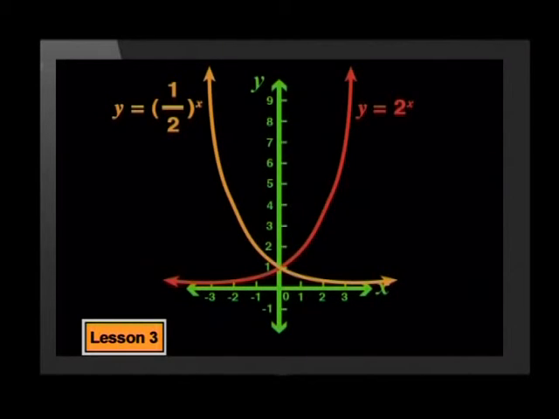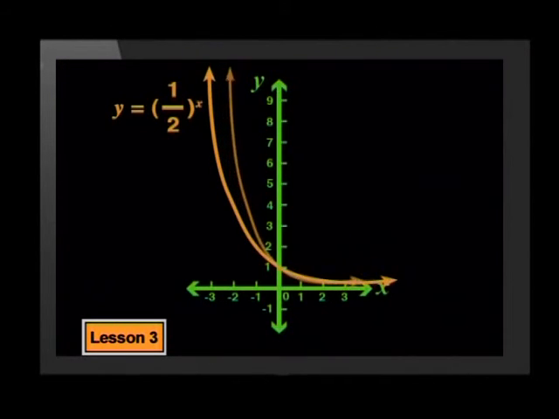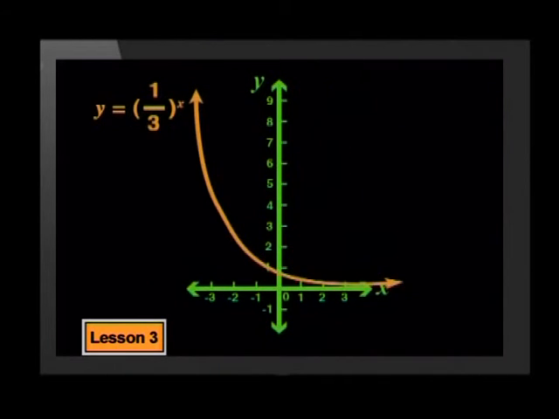Can you see what the line of symmetry or the mirror line for this reflection is? Have a look at this animation. Watch how the graph is reflected about the y-axis. In the same way, the graph of y equal to a third to the x is a reflection about the y-axis of y equal to 3 to the x.